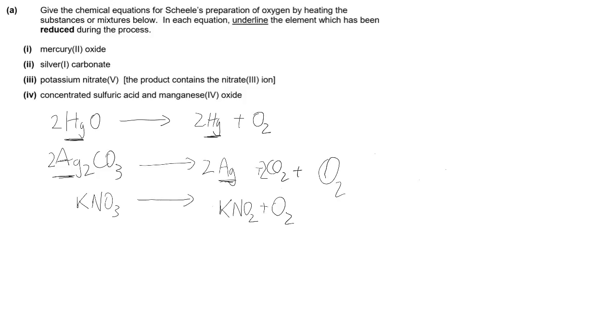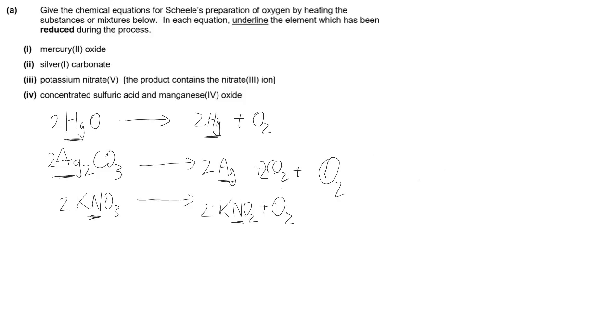Now this equation is clearly not balanced, so we're going to have to do some multiplying out again. And if we just add a 2 here and a 2 here, we've now got 6 oxygens, 2 potassiums, 2 nitrogens, so everything checks out. And I know that we answered this part earlier, but remember to again underline the element that's being reduced. So in this case it's not a metal, it's the nitrogen. The potassium stays as +1, but the nitrogen is reduced from +5 to +3.